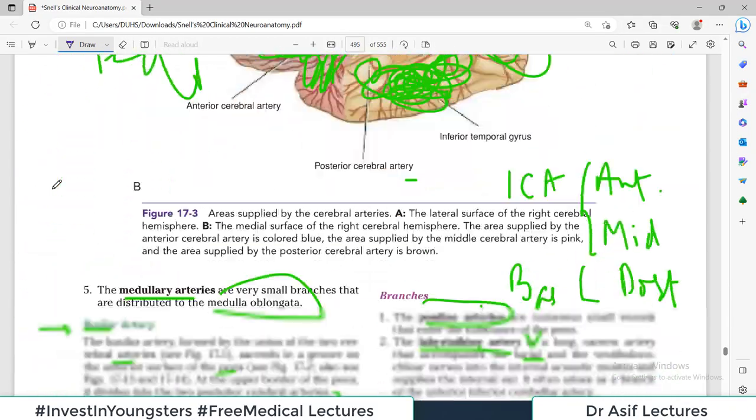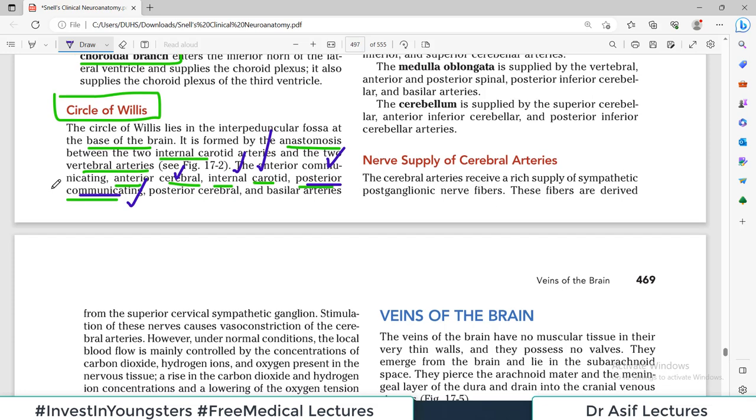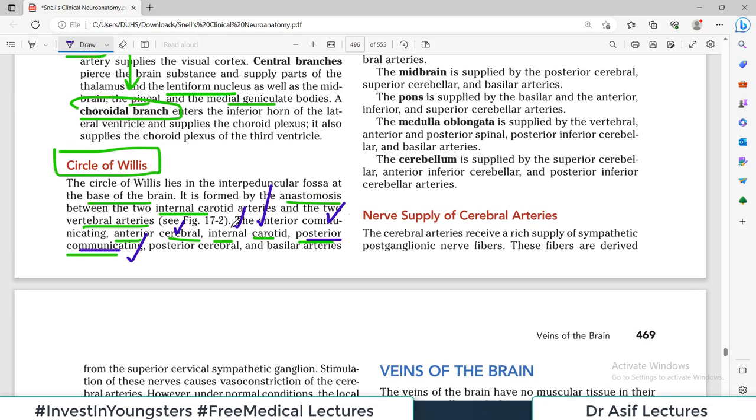Okay, so ye bilkul bariki se aur aaram se aur ruk ruk ke main aapko samjhata tha ki baat samajh mein aa jaye, right? To ye sari cheeze samajh mein aa gayi. Ek dafa phir naam repeat karne in tamam arteries ke, so that you have fixed in your brain ke yaar kaun kaun si, ye extremely important hai, isliye I am spending time on this. So the circle of Willis ki composition mein again, anterior communicating, anterior cerebral, internal carotid, posterior communicating.